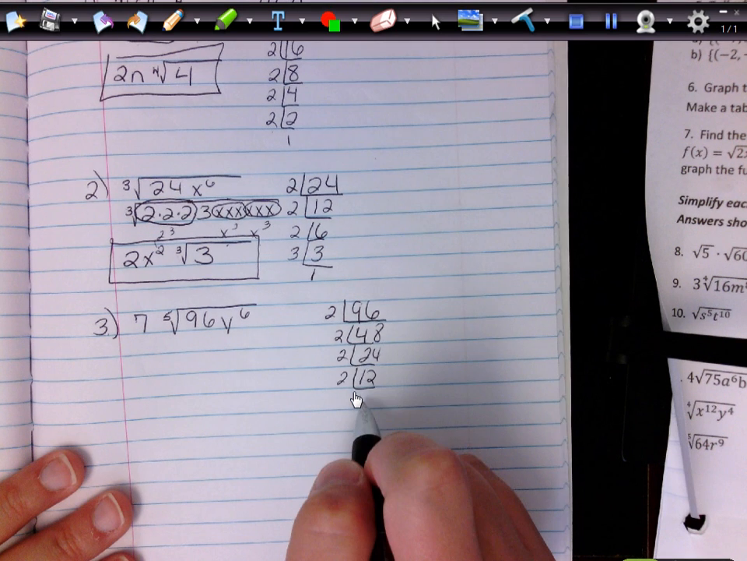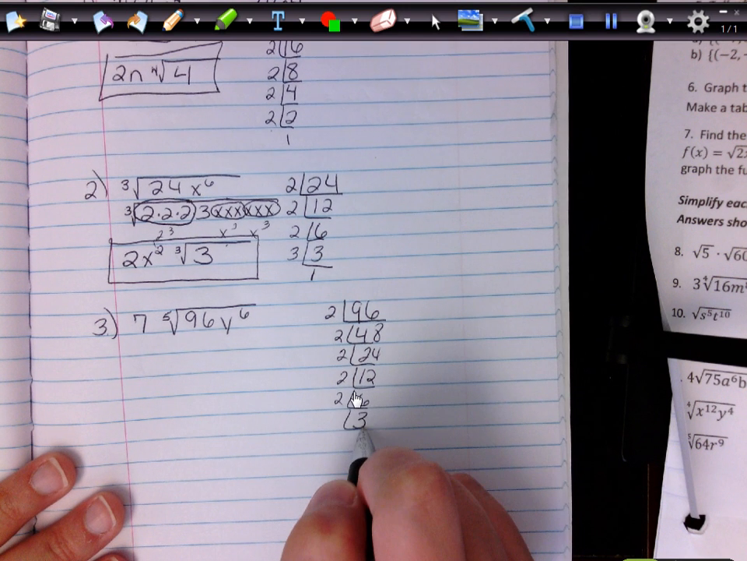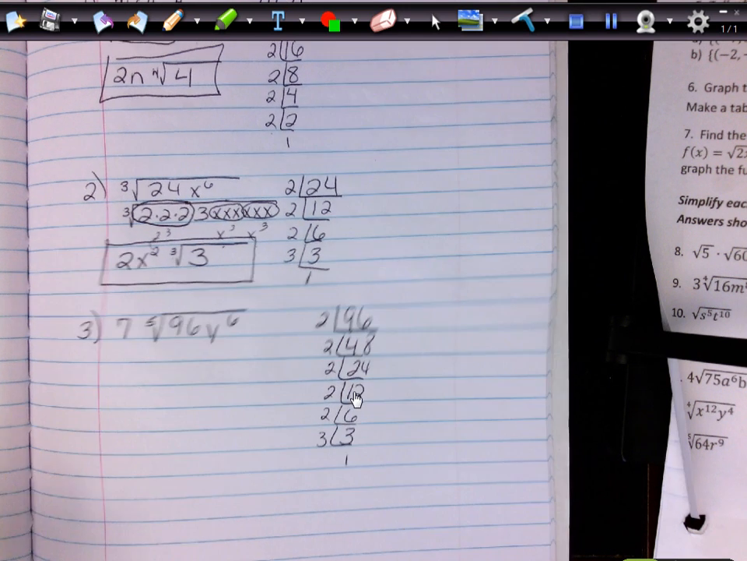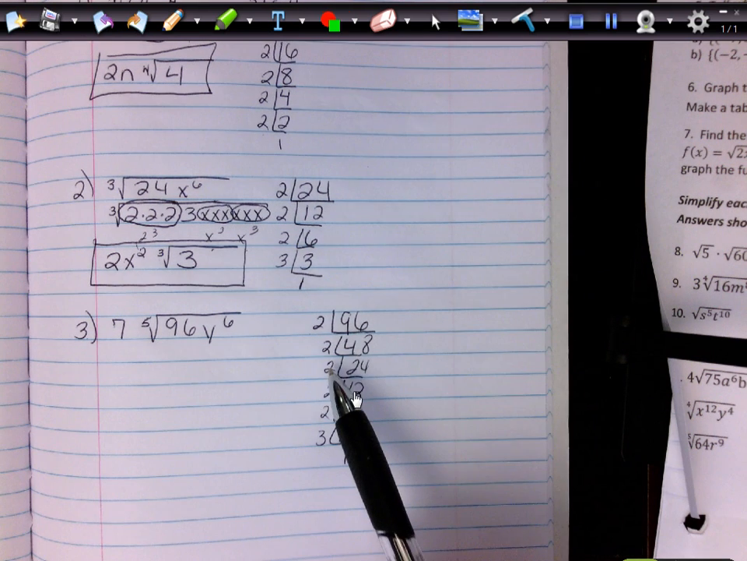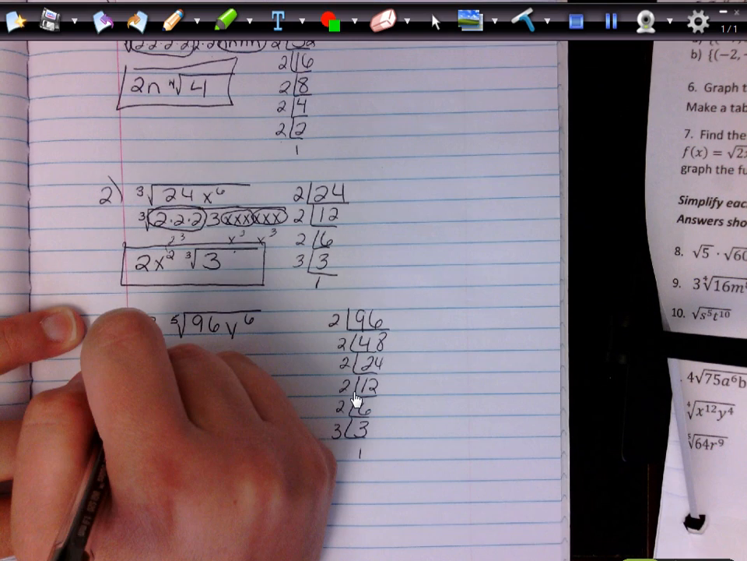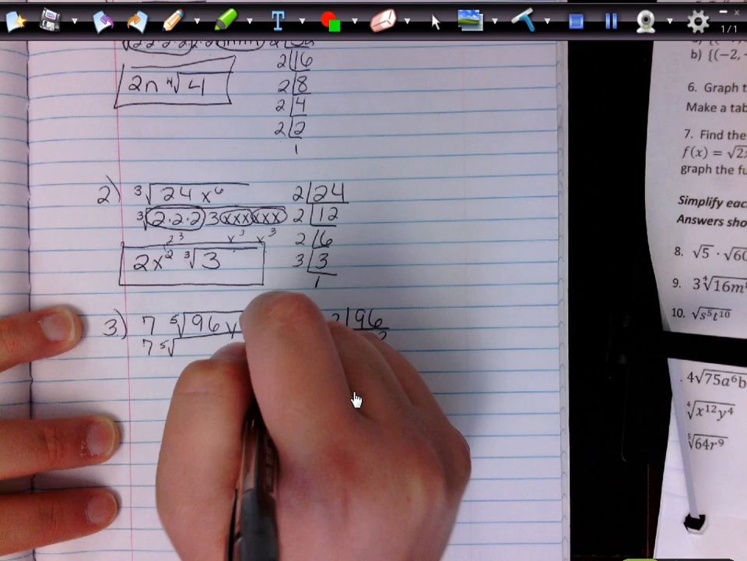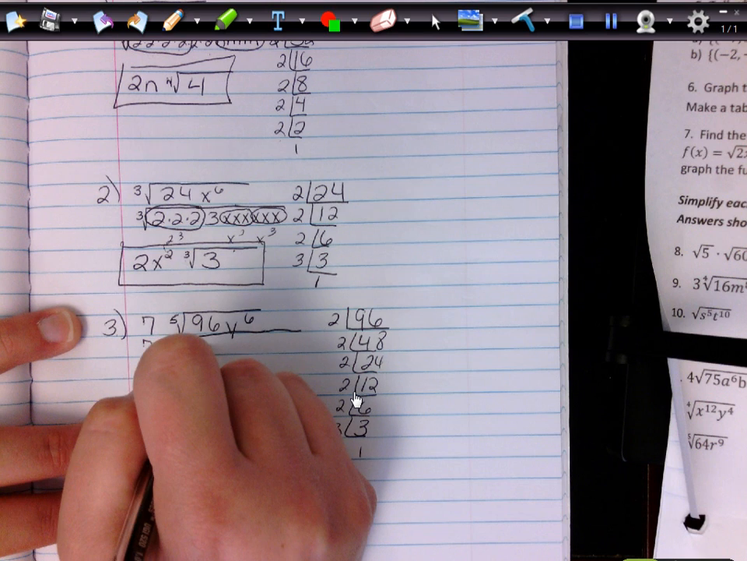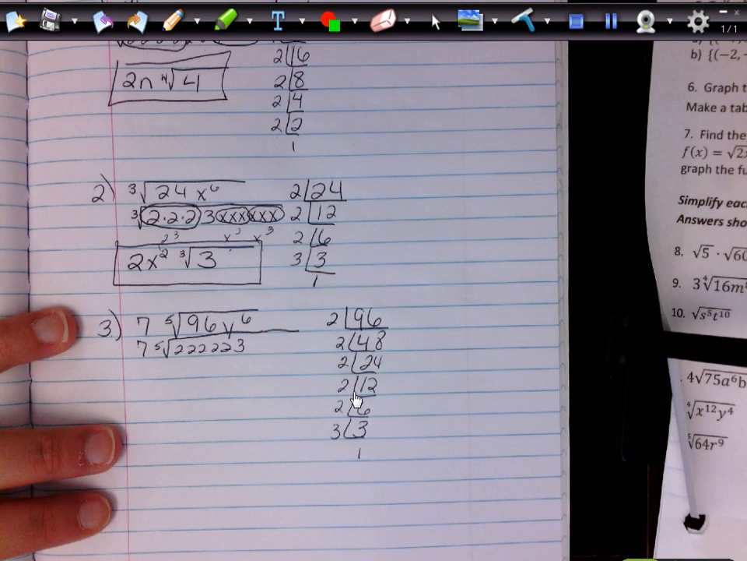12 divided by 2, and I get 6. 6 divided by 2, and I get 3. 3 divided by 3, and I get 1. So again, instead of 96, it's made up of 2 times 2 times 2 times 2 times 2 times 3. So that's 1, 2, 3, 4, 5 2's and a 3. So I'm going to say 7 5th root, and I'm going to write out all my 2's and my 3. I've got 1, 2, 3, 4, 5 2's and a 3.